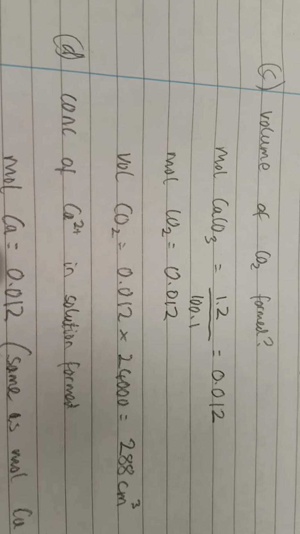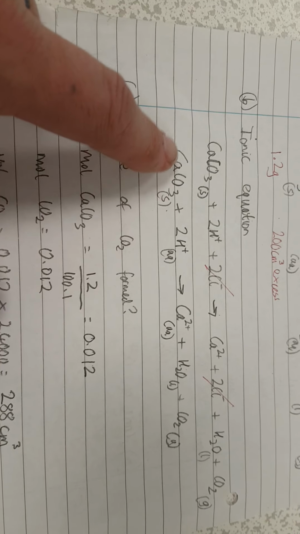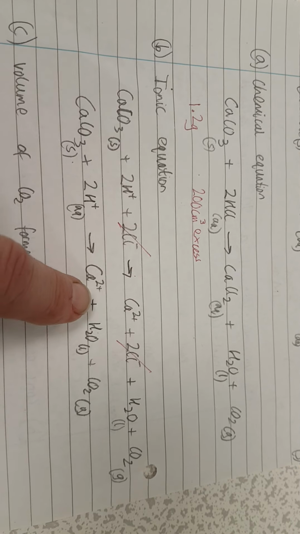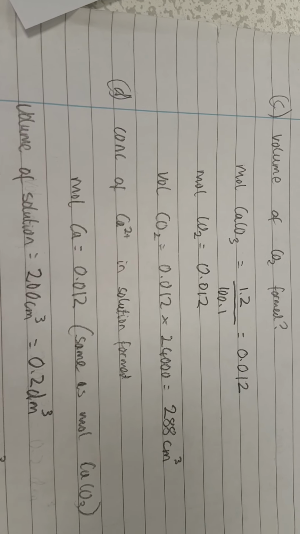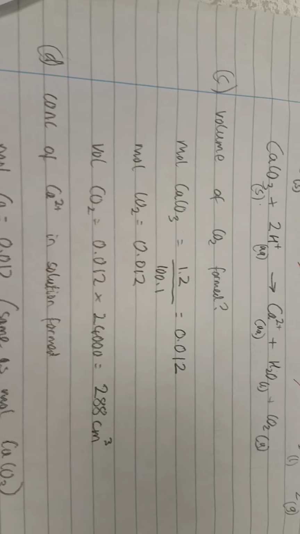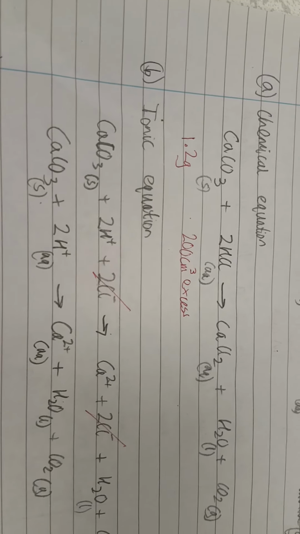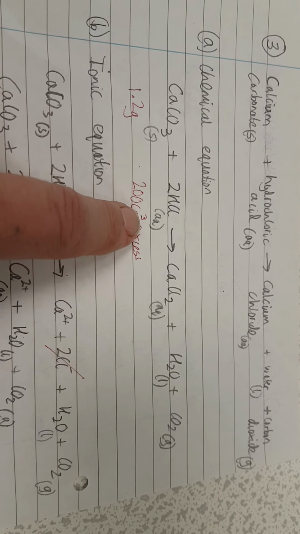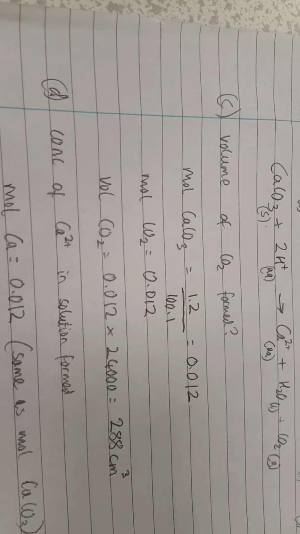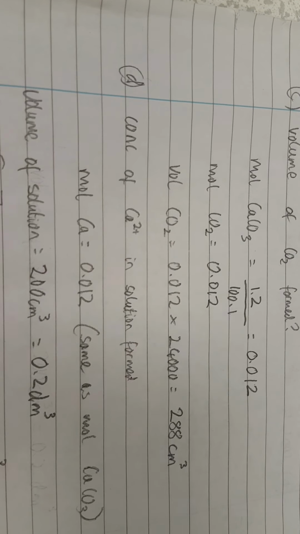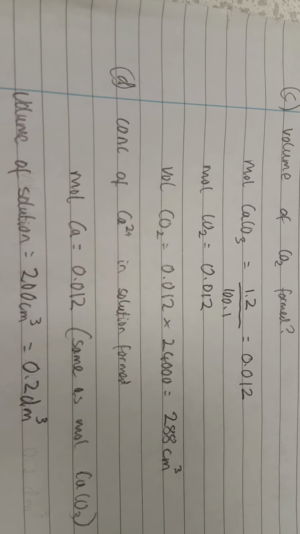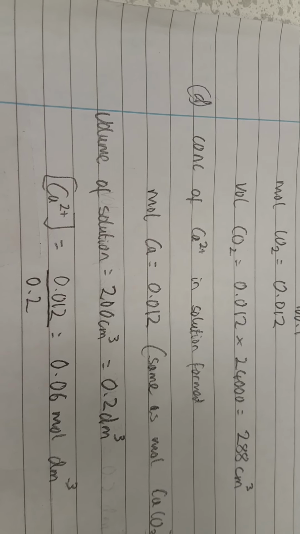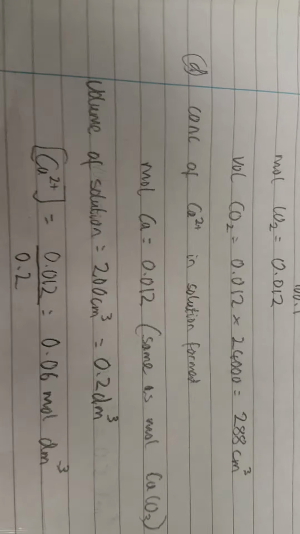The moles of calcium will be the same as the moles of calcium carbonate, because basically 1 mole of calcium carbonate forms 1 mole of calcium ion. So that's 0.012. The volume of the solution won't change during the reaction. If you've added 200 centimetre cubed of acid here, the volume at the end will still be 200 centimetre cubed. Therefore, the volume of solution is 200 centimetre cubed, or 0.2 decimetre cubed. The concentration of calcium is the moles divided by the volume. There you are.